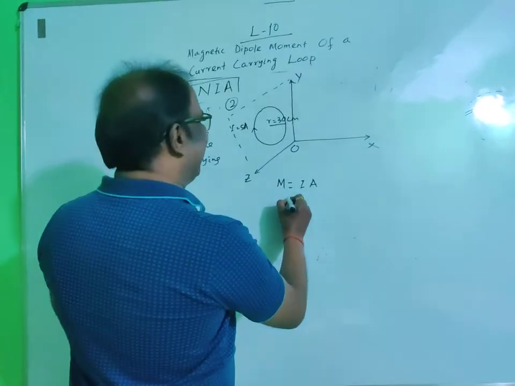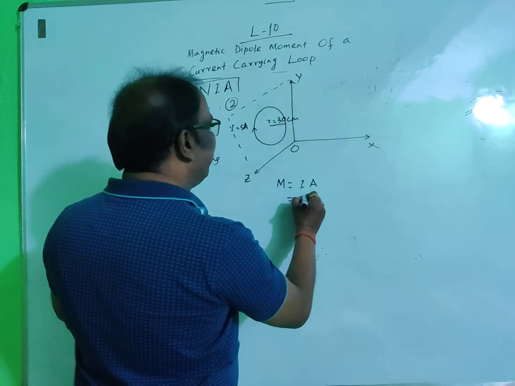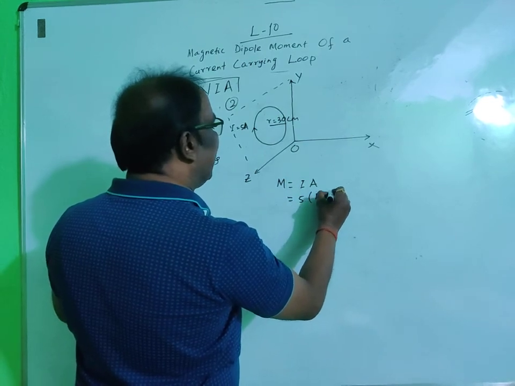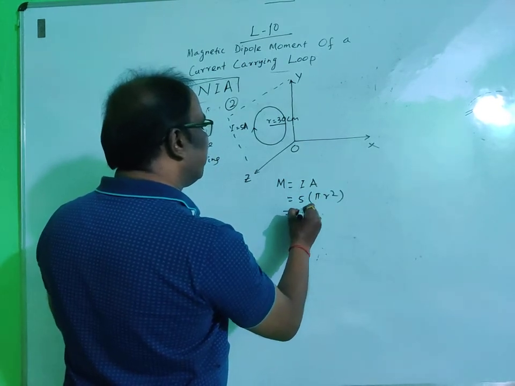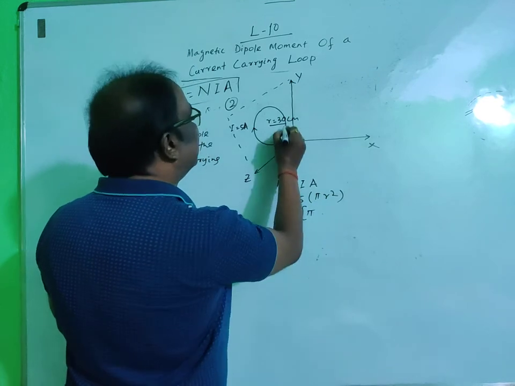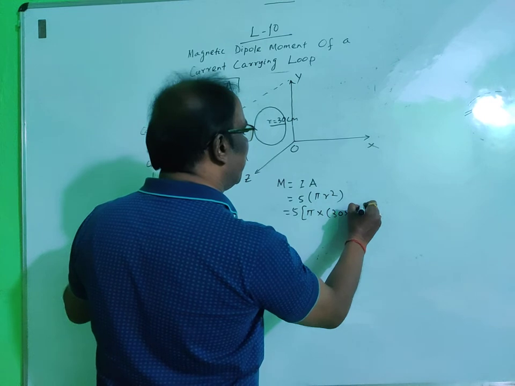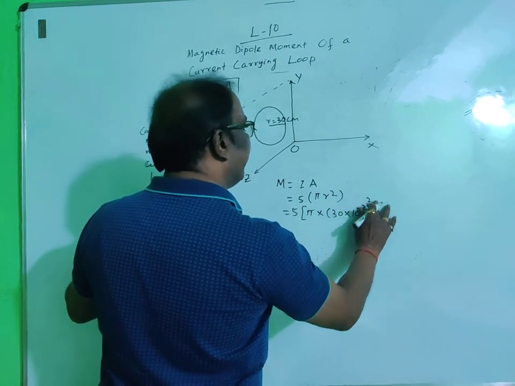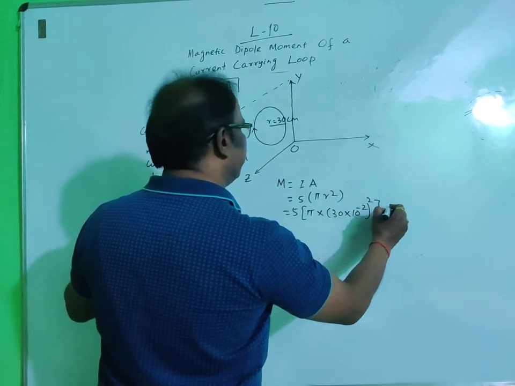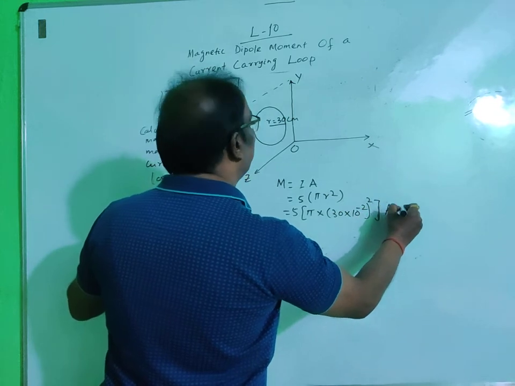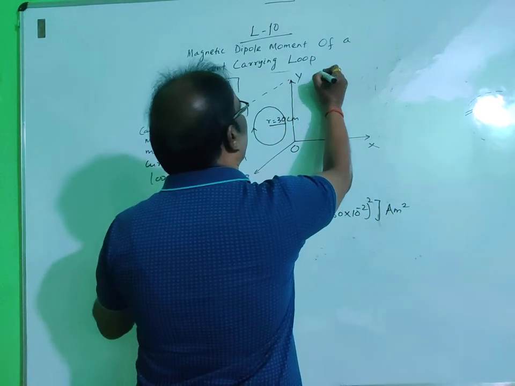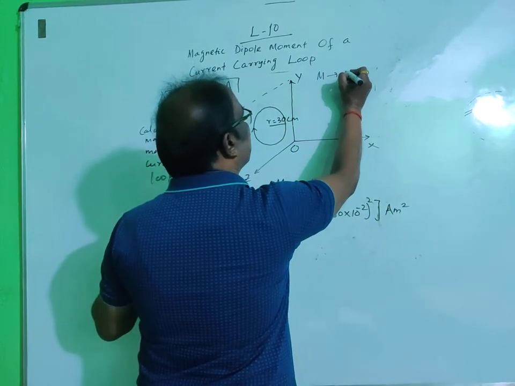Then current is 5 ampere and area is pi r square, and this equals 5 pi. Radius is 30 centimeter, means (30 into 10 to the power minus 2) square. This much. Unit is ampere meter square. Okay, I have not written the unit of magnetic dipole moment.